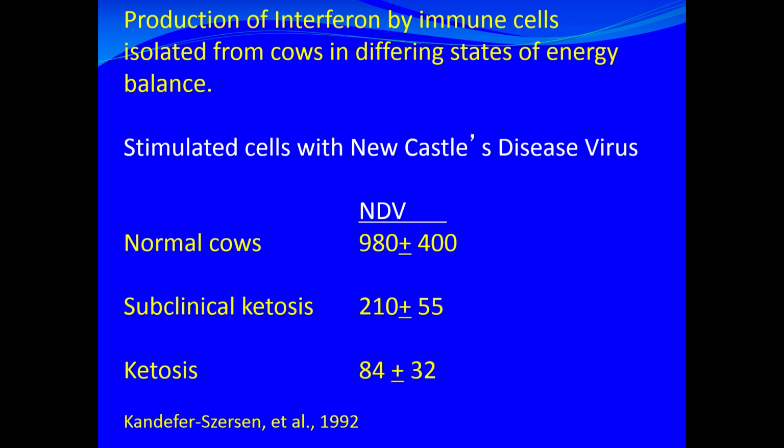The normal cows made 980 units of interferon, subclinical about 1/4 of that, and in full-blown ketosis, the response is almost negligible. So negative energy, high ketones really zap the immune system. It really knocks it down.